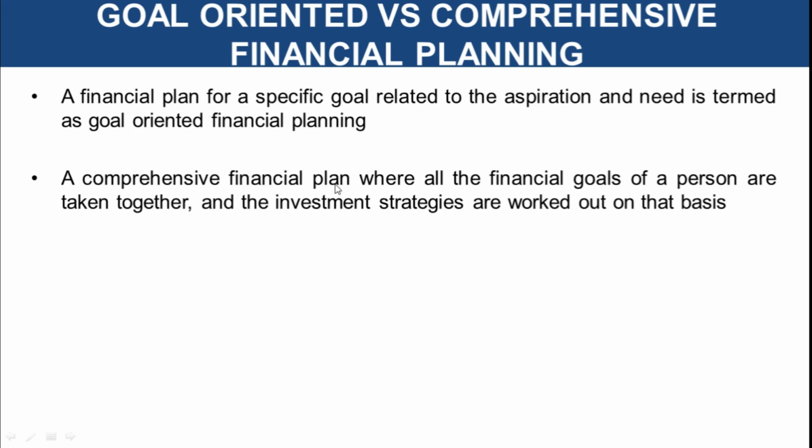Now, a comprehensive financial plan is where all the financial goals of a person are taken together and the investment strategies are worked out on that basis. A comprehensive financial plan is much broader as compared with goal-oriented financial planning. In a comprehensive financial plan, the financial planner, as per the steps, would go through the data, analyze your situation, and then recommend various things, not just investment.